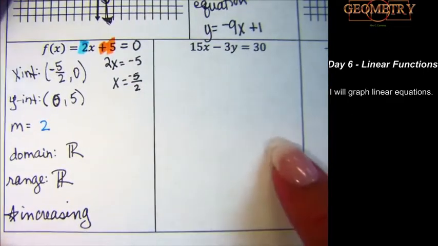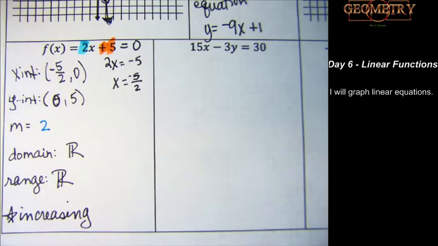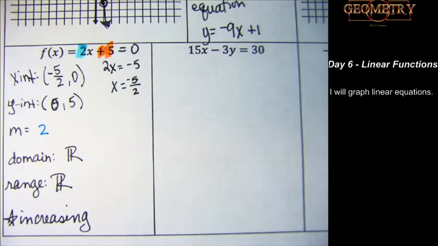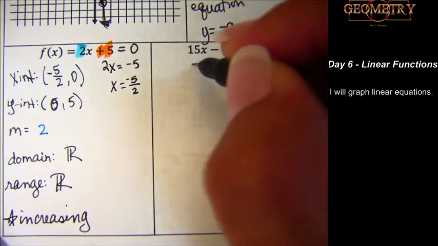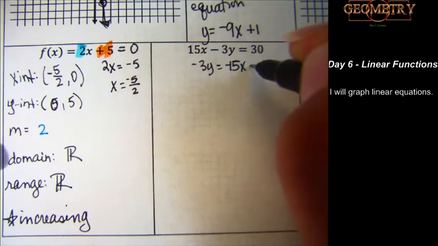All right, let's look at this one. A little harder to tell because it's in standard form. So first step is let's convert it to slope-intercept. That way we can read our slope and our y-intercept and have a better idea of what's happening with everything else. I'm going to subtract 15x from both sides.